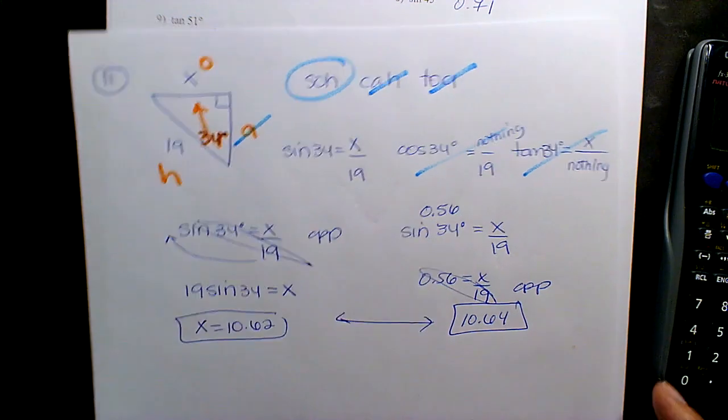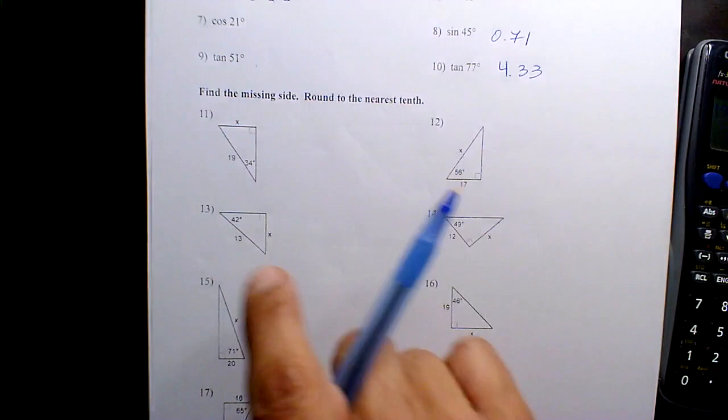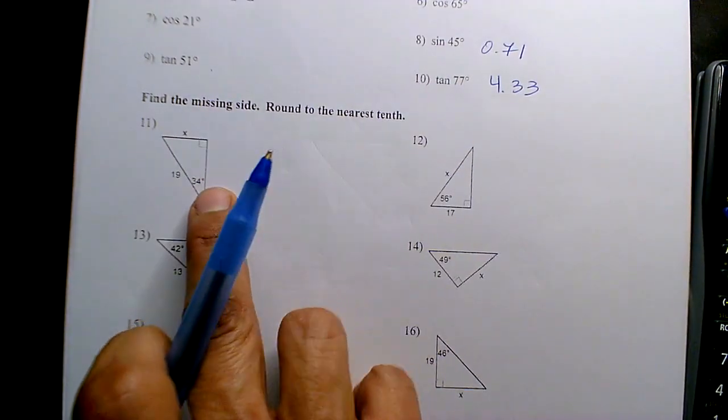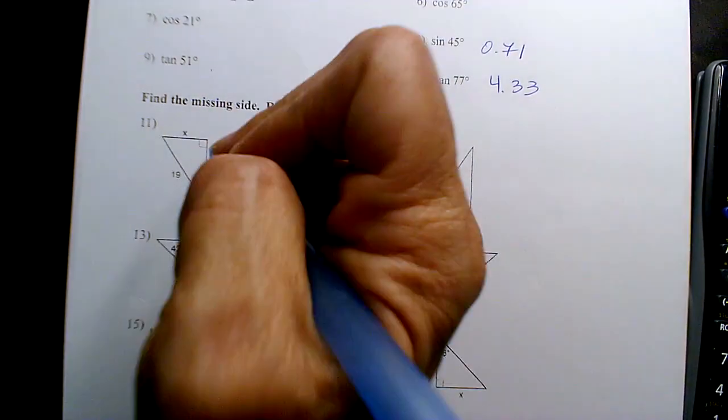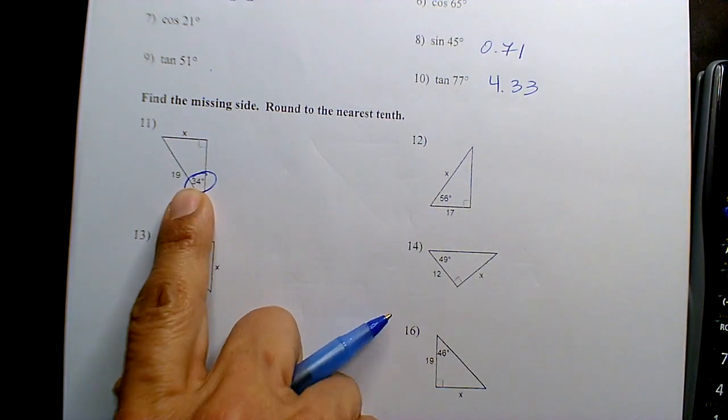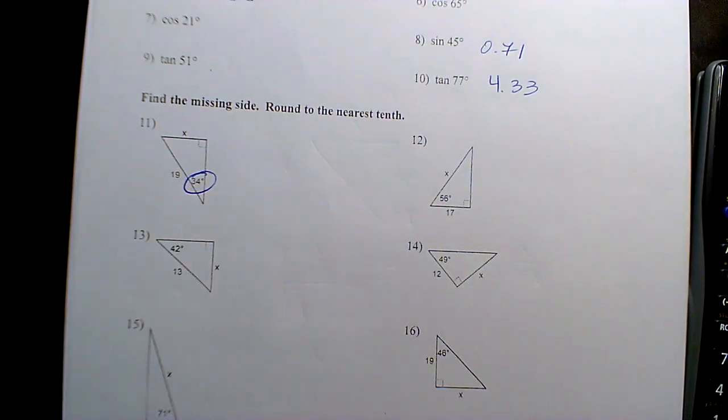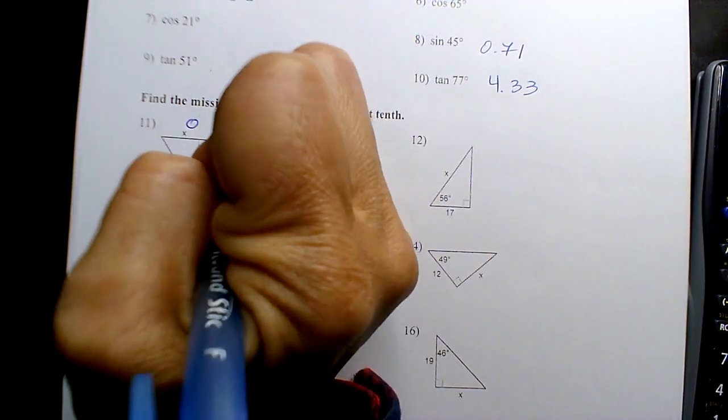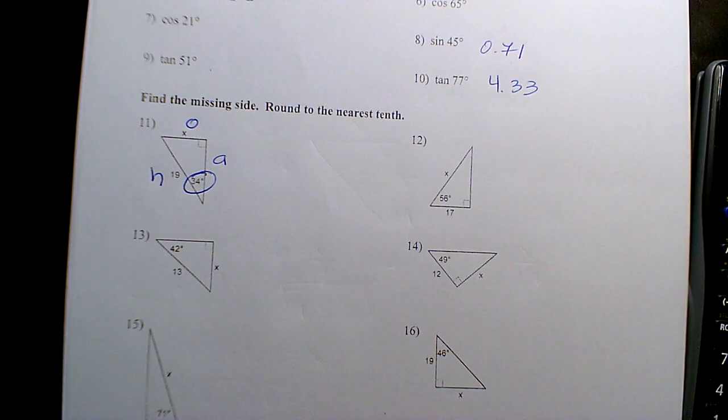All right, see how they give you this angle, 34? That's the angle that you're focused on. So your opposite, adjacent, hypotenuse is going to focus off that 34 degrees. So where's your O to the 34? X. And so this is your O, this is your A, this is your hypotenuse.